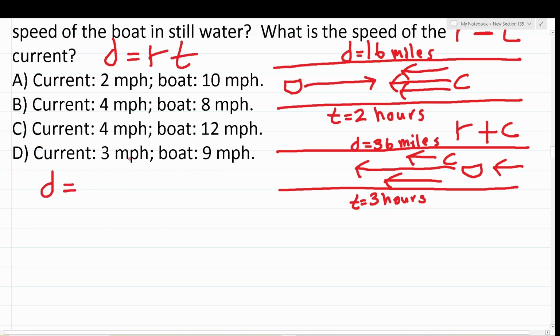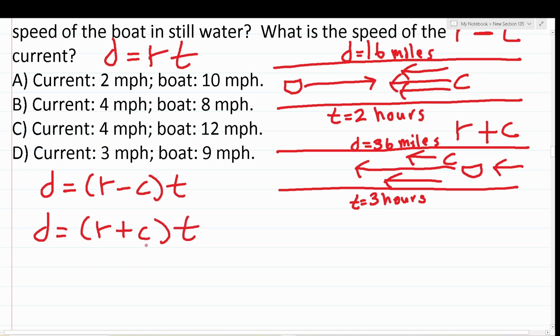Distance equals, instead of just having rate, we're going to have R minus C times T for this first scenario. And for the second scenario, we're going to have distance equals R plus C times T. All right, so we've accounted for how the current is affecting the speed of the boat in this problem. So let's go ahead and start plugging things in.